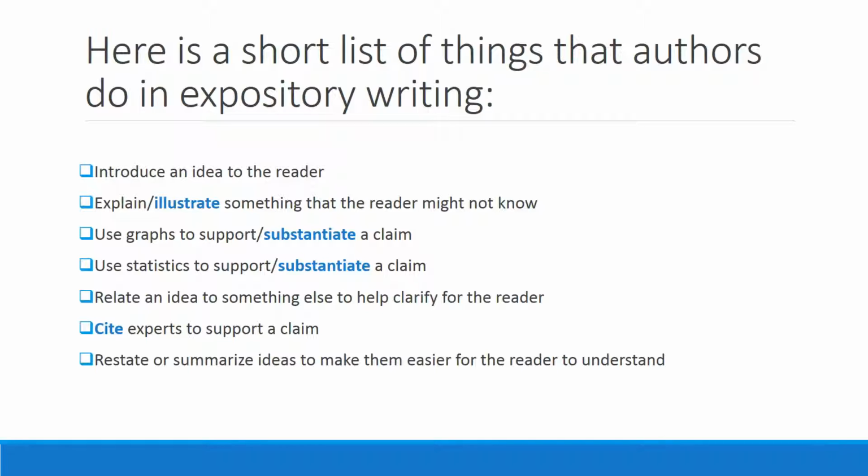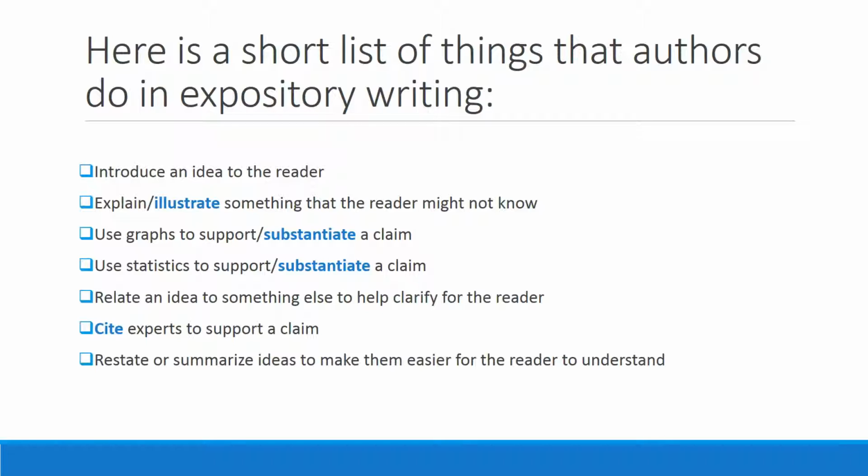I have just a really small list of some things that authors do pretty frequently in expository writing. You might see an author introduce an idea to the reader, or explain or illustrate something that the reader might not know. Authors often use graphs to support or substantiate their claims. They also use statistics to support or substantiate their claims. They might relate an idea to something else to help clarify for the reader. So if it's a really complicated scientific process, they might relate it to something more commonplace like cooking, just so the reader can understand it better.